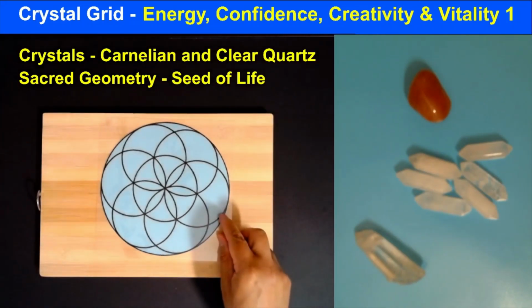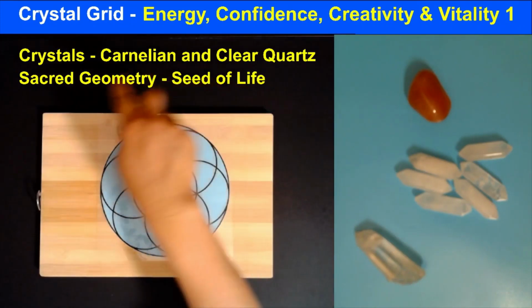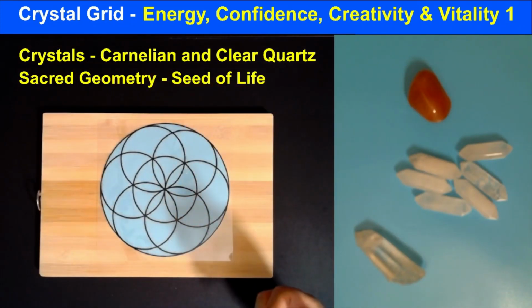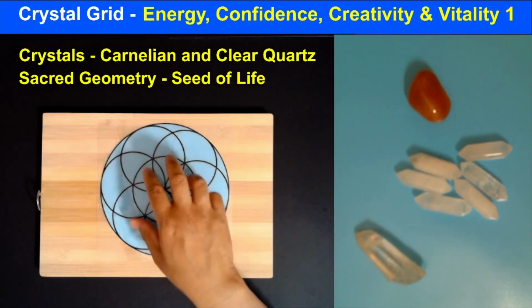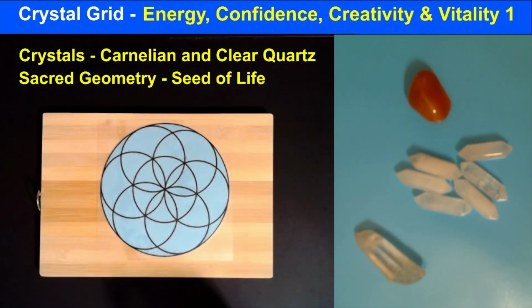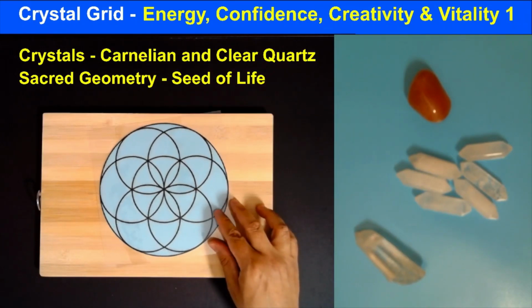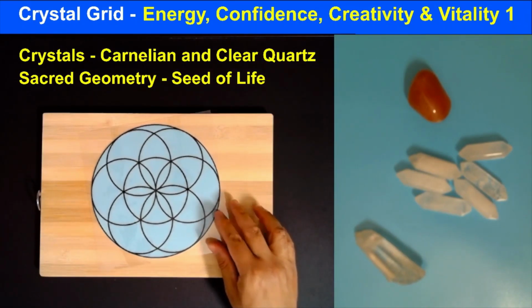The seed of life is actually part of a bigger complex geometric pattern, which is called the flower of life. This one is the nucleus, or the one at the center of the flower of life. So this is the geometric pattern that we are going to use.